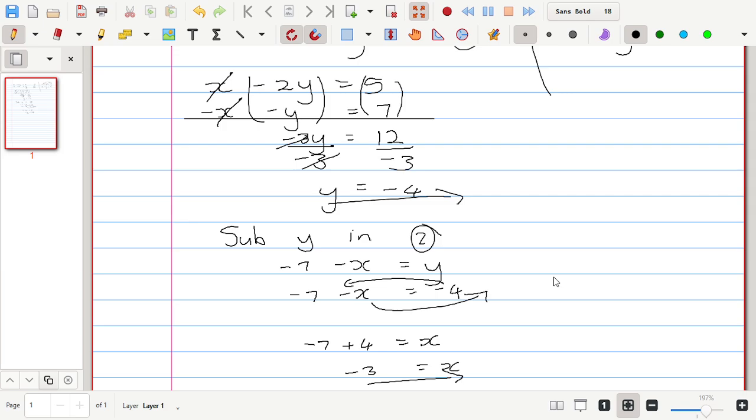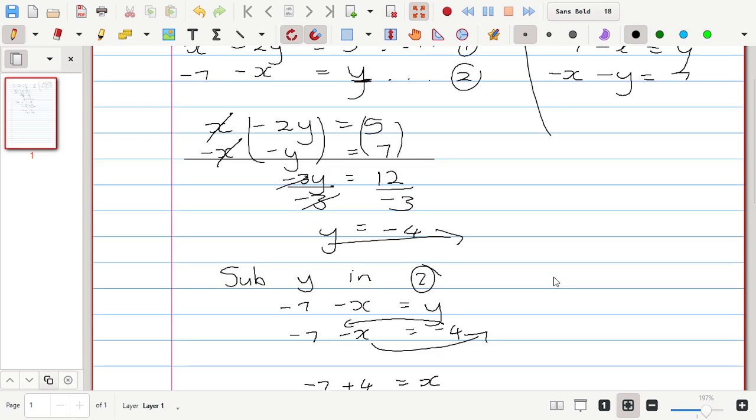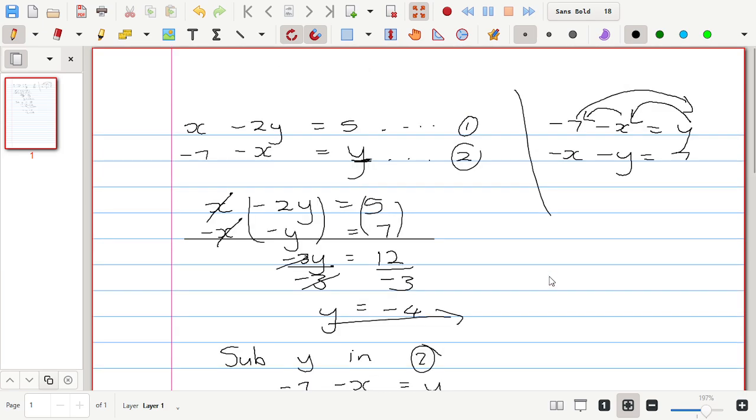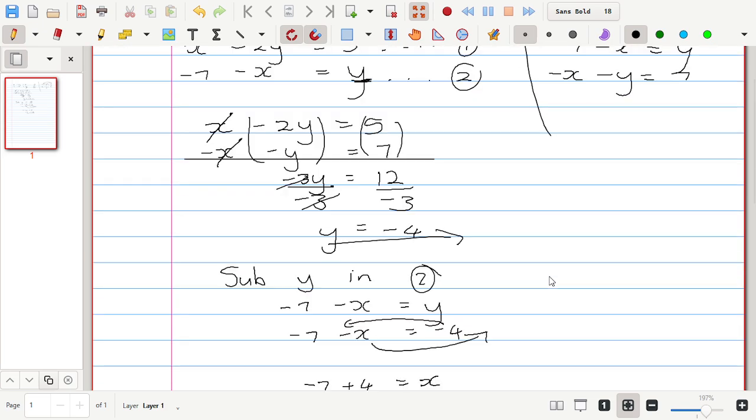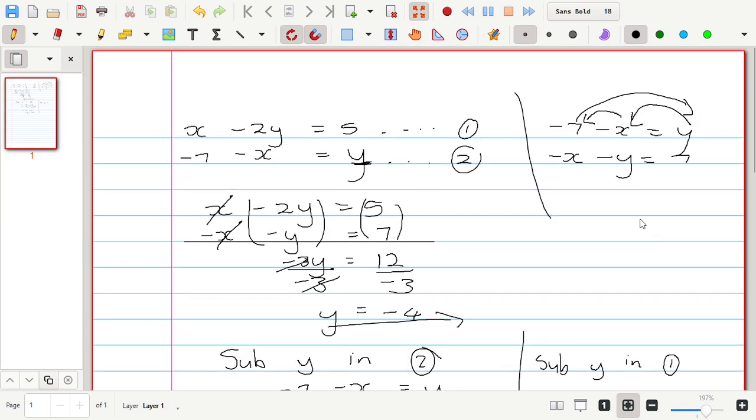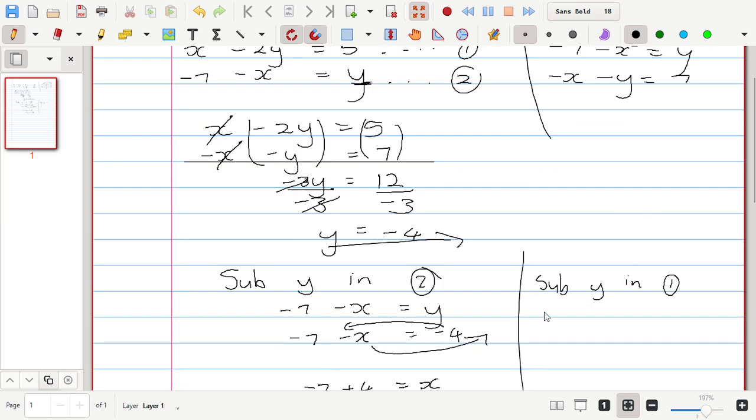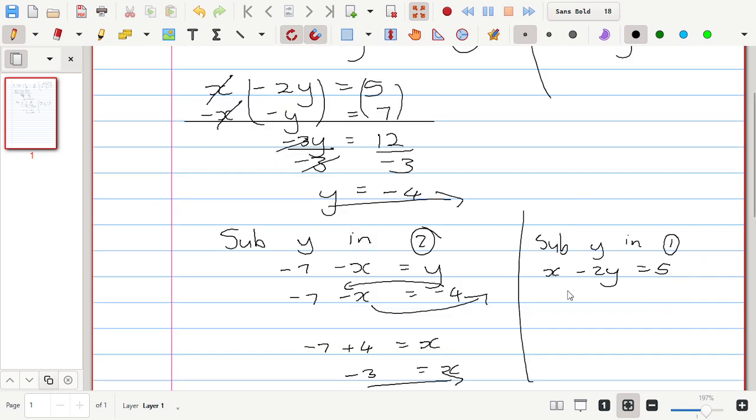Now you might be thinking, what if I didn't substitute into equation 2? What if I substituted into equation 1? Well, your answer will be exactly the same. Let's just look at it for demonstrative purposes. So I could say, let me instead substitute y into equation 1. In equation 1, we have x minus 2y is equal to 5. So let's substitute y is equal to minus 4.